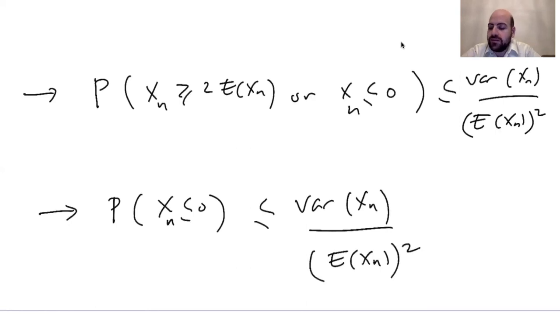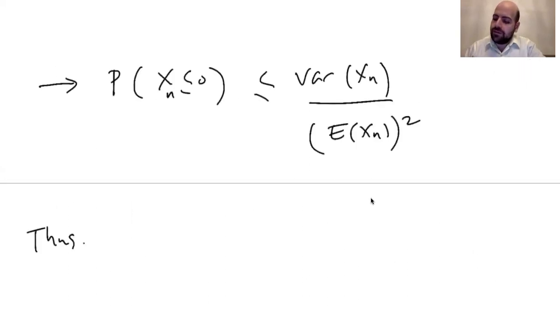Because of course P of Xn less than or equal to 0 is itself less than this term here, so this term is less than or equal to this term, right? P of A union B compared to P of A: P of A is of course less than or equal to this one, and this one is less than this term. So this one, which is less than this one, of course will also be less than this term.